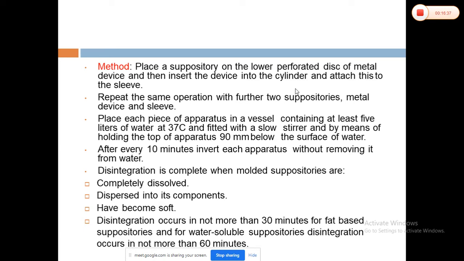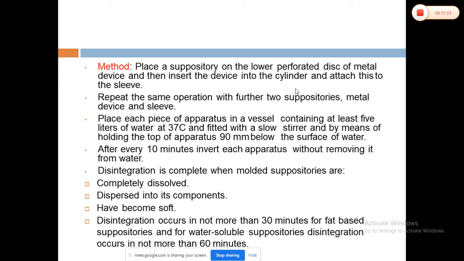Disintegration must occur in not more than 30 minutes for fat-based suppositories, and for water-soluble suppositories like glycerol suppositories, the disintegration must occur within 1 hour. Those are the limits they have given. The disintegration is complete when the molded suppositories are completely dissolved, or dispersed into their components, or become soft. So no solid core must be detectable, through which we can check the disintegration of your suppository. That is the simple method we use to determine the disintegration time for your suppository.